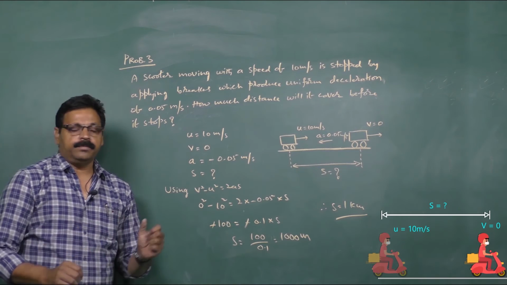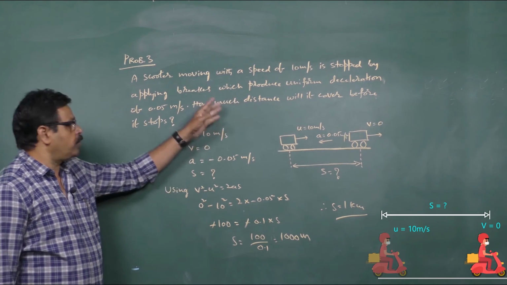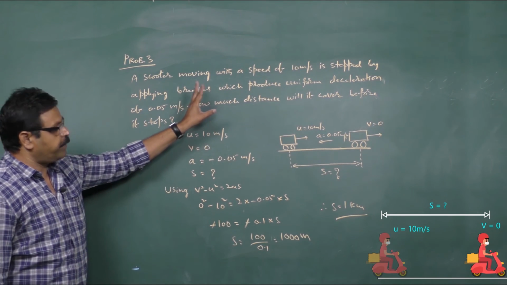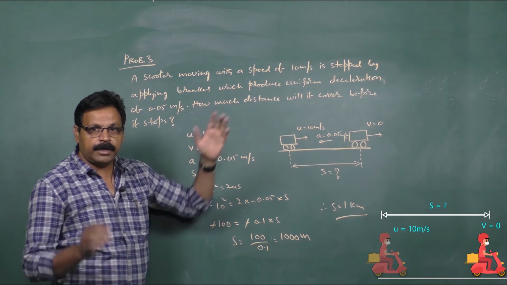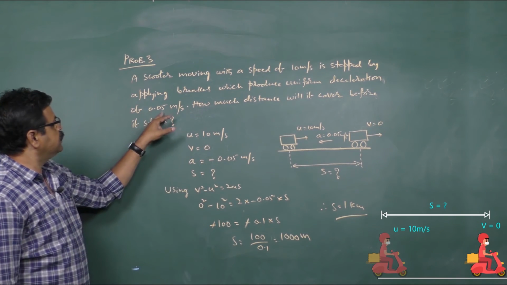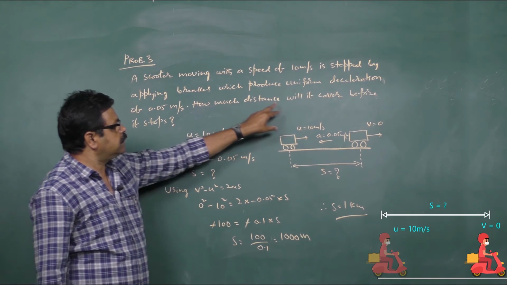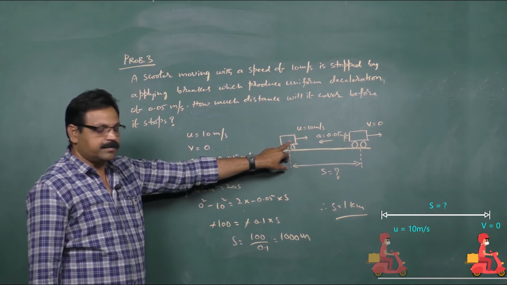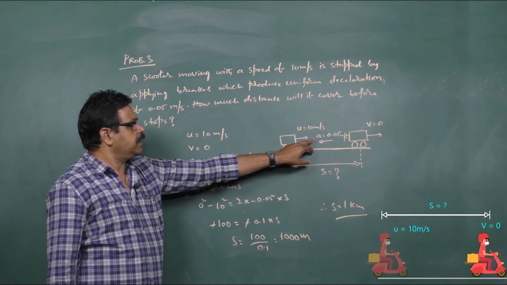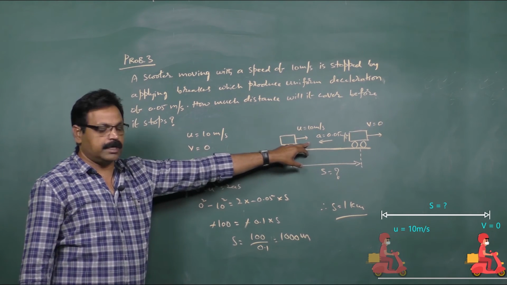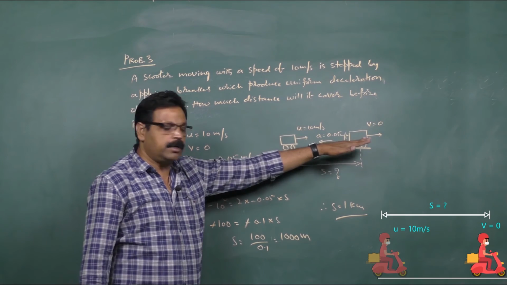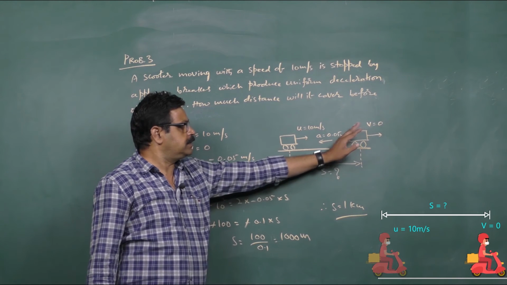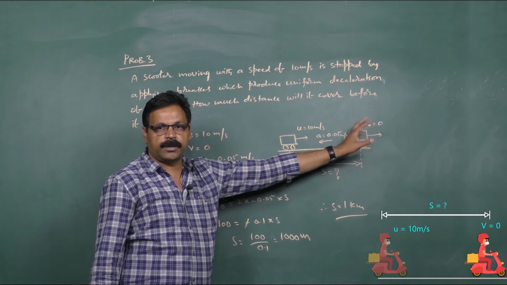So now look at the problem. What is the data given? First read the problem. A scooter moving with a speed of 10 meter per second is stopped by applying brakes which produce uniform deceleration of 0.05 meter per second squared. How much distance will it cover before it stops? That means when a body is traveling with some velocity and the brakes are applied, an opposite force acts on it, which tries to stop the body. So it comes to a halt after traveling some distance, and here the final velocity becomes 0.